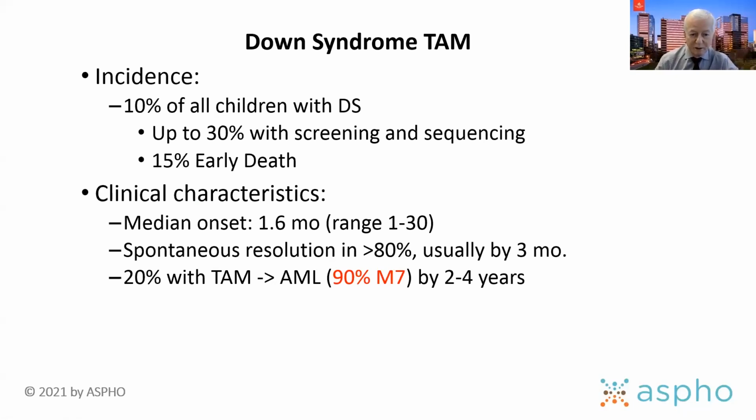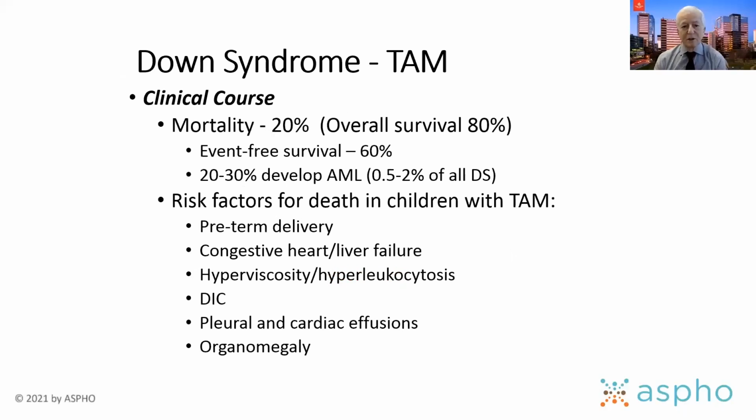The median age is quite young, less than 2 months of age, and a majority of them will have a spontaneous resolution by 3 months of age. Unfortunately, 20% go on to AML, which is 90% of the cases of megakaryocytic leukemia within the first 4 years of life. So as I mentioned, the mortality is 20%, but overall survival is 80%. Many of these patients, 20% will go on to develop AML, so the event-free survival is a little lower. But fortunately, many of these patients who transform into full megakaryocytic leukemia can be salvaged.